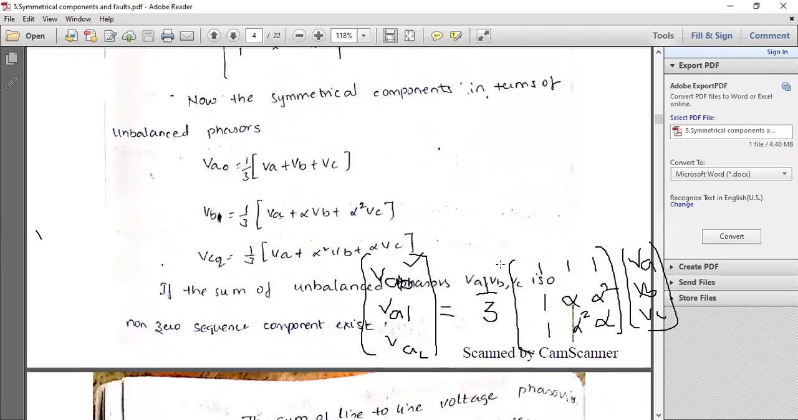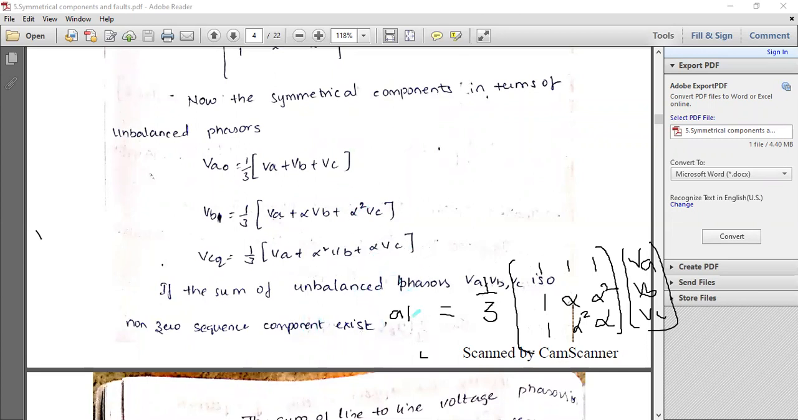Okay, now you see here. VA0 is equal to 1 by 3 multiplied by VA plus VB plus VC. VA1 is equal to 1 by 3 times VA plus alpha into VB plus alpha square into VC. Yes, we got the correct answer. Now VA2 is equal to 1 by 3 multiplied by VA plus alpha square into VB plus alpha into VC, right?